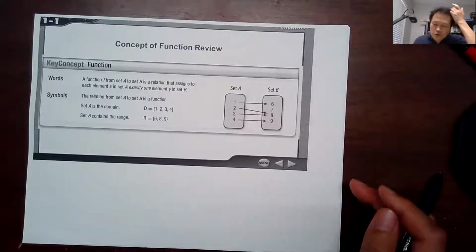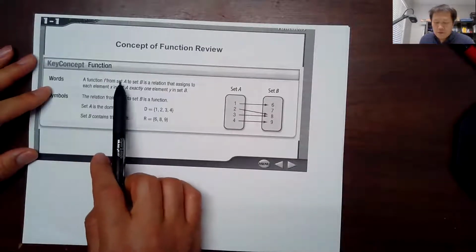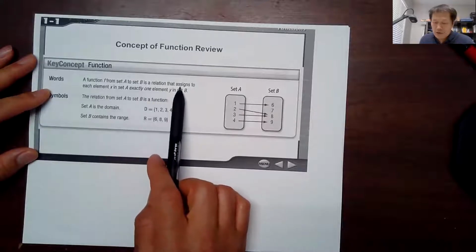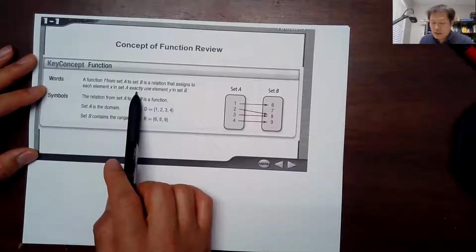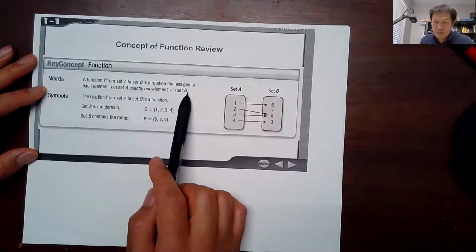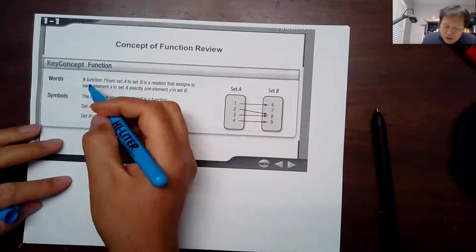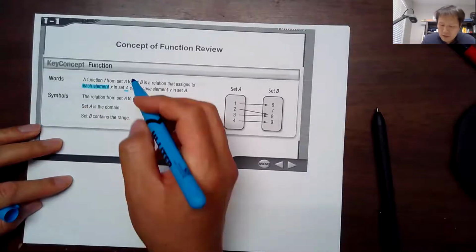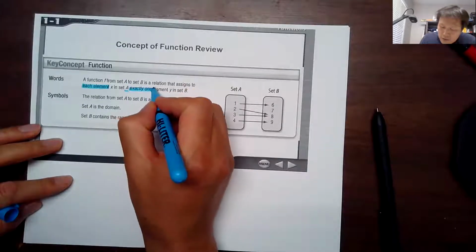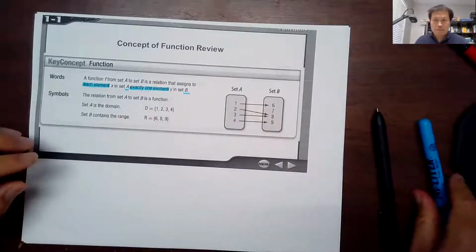Okay, concept of function review. A function f from set A to set B is a relation that assigns to each element x in set A exactly one element y in set B. Okay, I don't know if you caught this. Each element in set A, exactly one element in set B. What are they talking about?